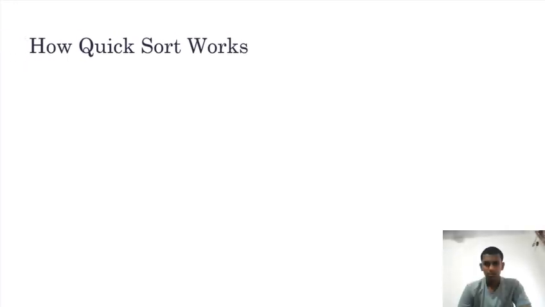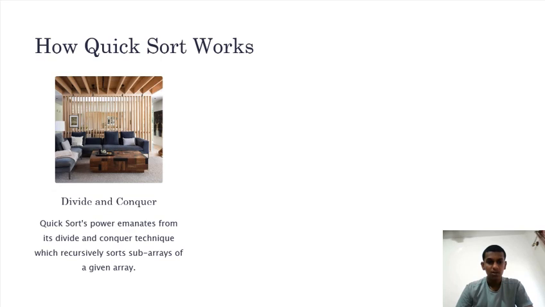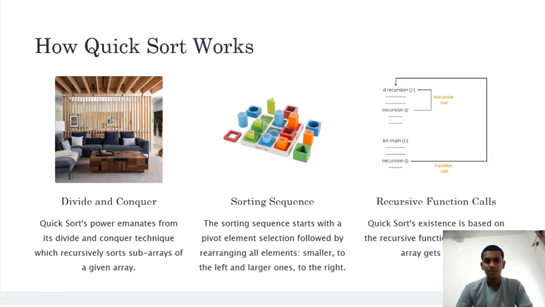Now let's know about Quicksort. How Quicksort works. Divide and conquer. Quicksort's power emanates from its divide and conquer technique, which recursively sorts subarrays of a given array. Sorting sequence. The sorting sequence starts with a pivot element selection, followed by rearranging all elements smaller to the left and larger ones to the right. Recursive function calls. Quicksort's execution is based on the recursive function.